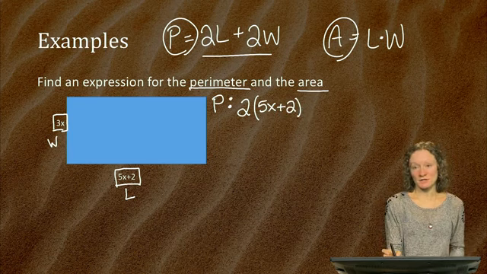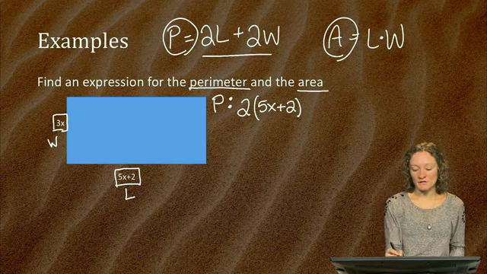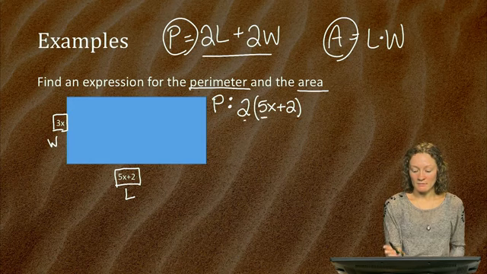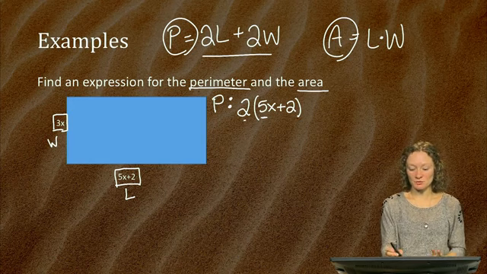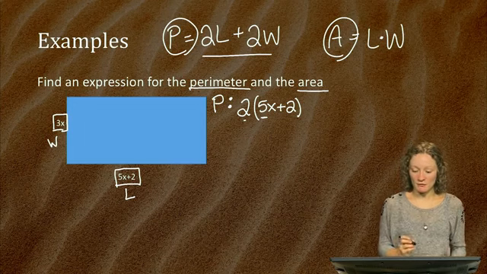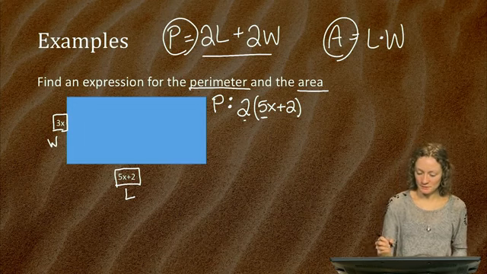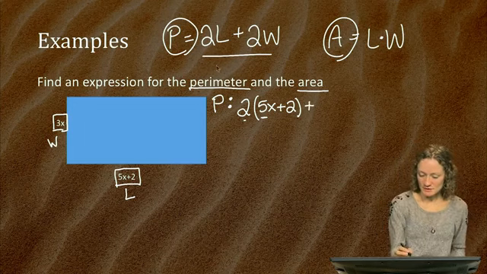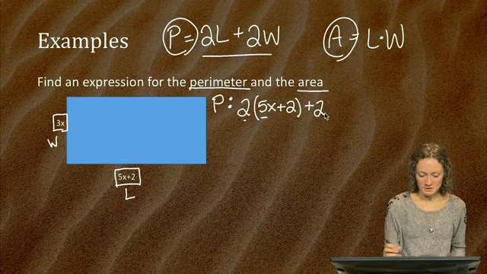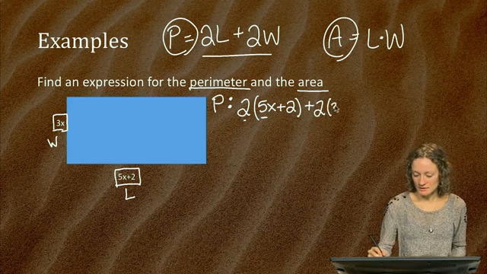Now, I put these in parentheses. If we didn't put parentheses, it would look like the 2 was only multiplying by the 5x. So the parentheses is really necessary to show that the 2 is multiplying everything, every part of the length, the 5x and the 2. Okay, the rest of the formula says plus 2 times the width, which is 3x.